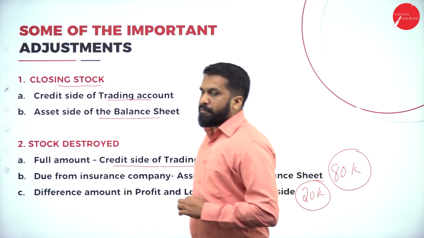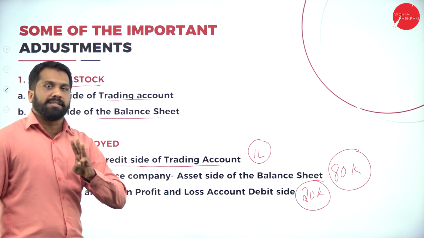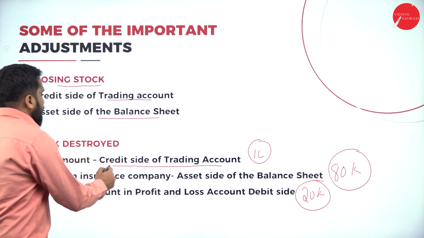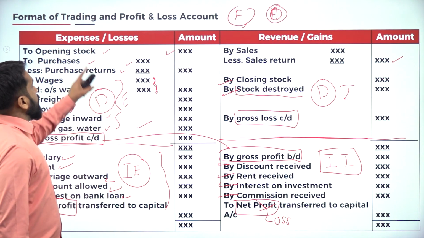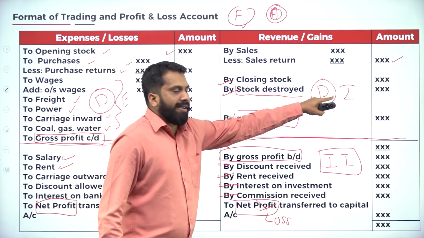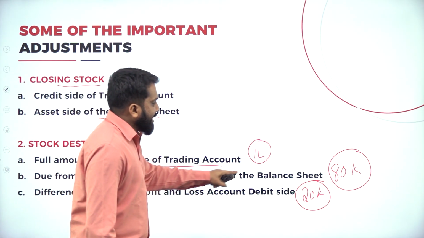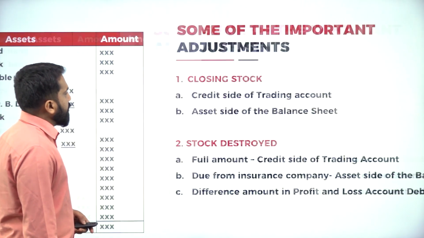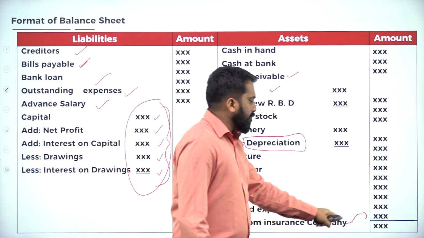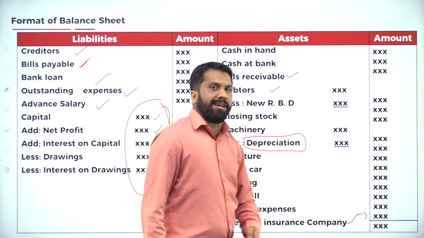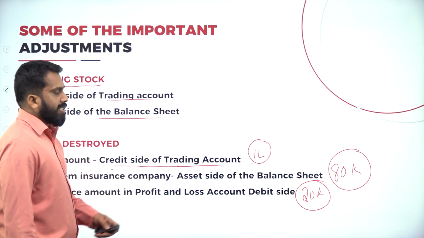So if goods are destroyed, we are supposed to write 3 entries. Remember, one will be the credit side of the trading account, where you will write, I'll show you. This is your trading account, stock destroyed. Credit side, you will write 1 lakh. Due from insurance company, asset side of the balance sheet, 80,000. So this is your balance sheet, this is your asset, due from insurance company. How much will you write? 80,000. Then next, the difference amount in profit and loss, debit side.